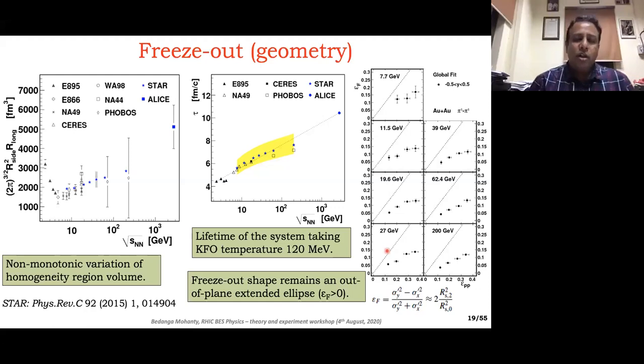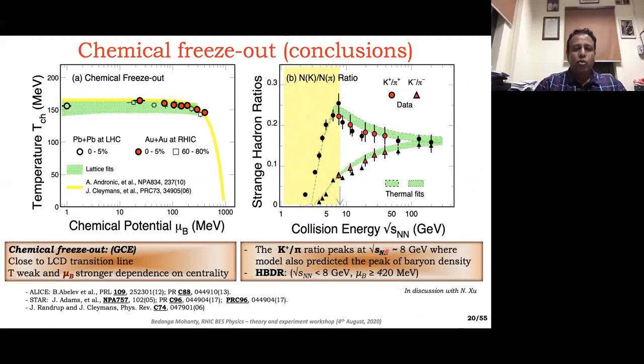So what would be the broad conclusion about the freeze out dynamics in the beam energy scan program? One is that the extracted freeze out temperature is very close to the transition temperature expected from lattice QCD. So it seems the chemical freeze out is quite close to this transition line.